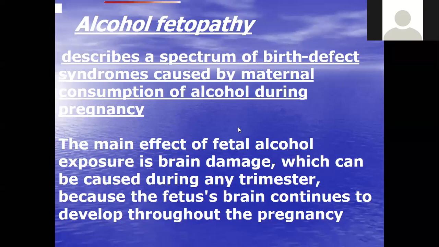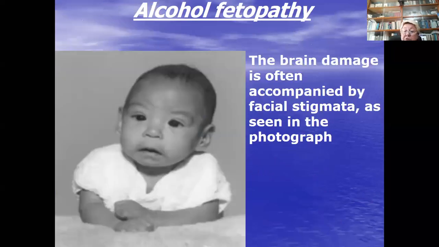An example of fetopathy can be alcohol fetopathy. It describes the spectrum of birth defect syndromes caused by maternal consumption of alcohol during the pregnancy. And on this picture, you can see the child with alcohol fetopathy. So this child has brain damage, which is accompanied with facial stigmata.